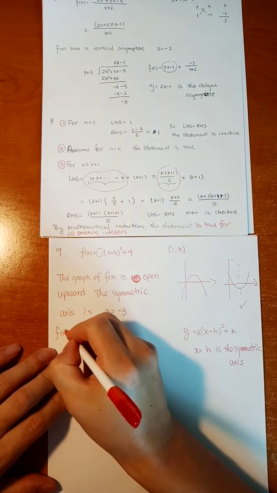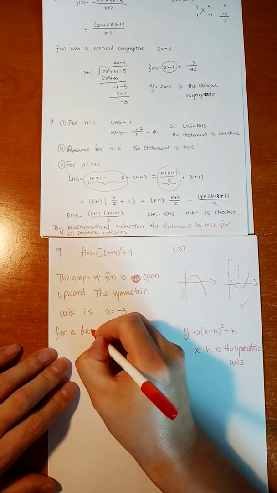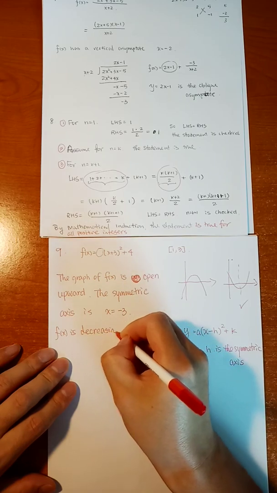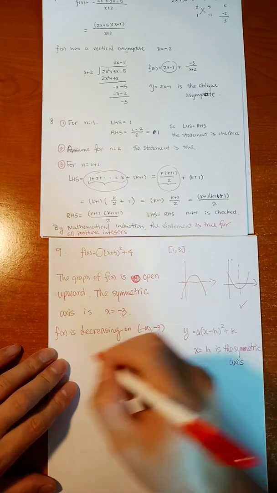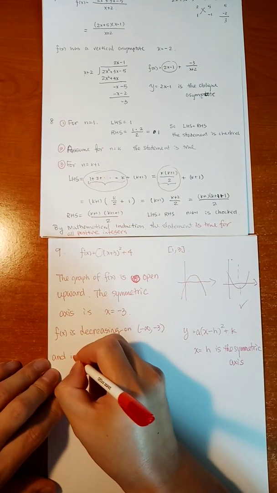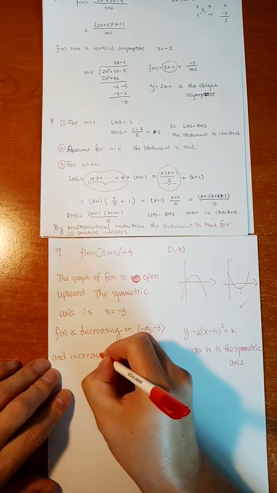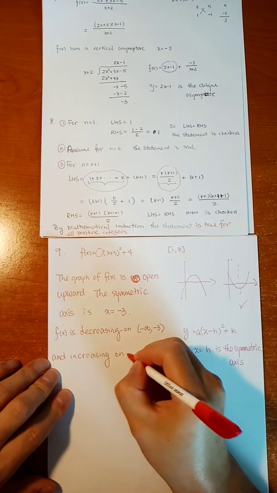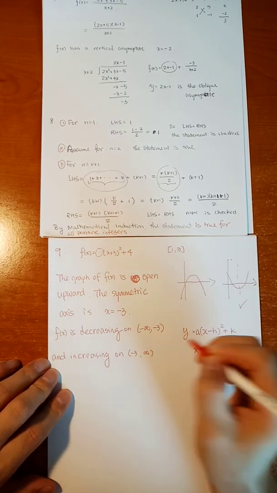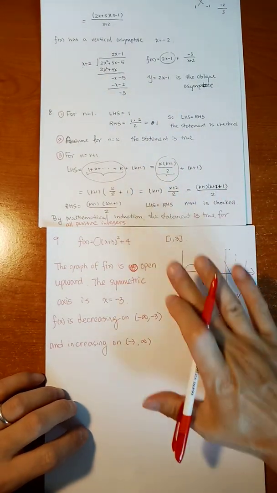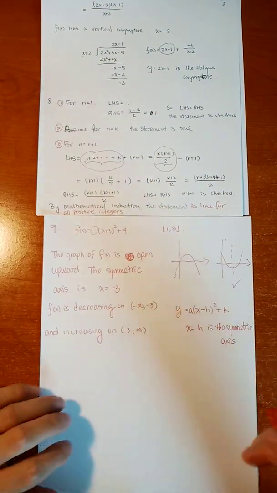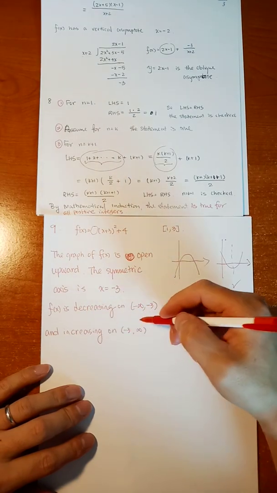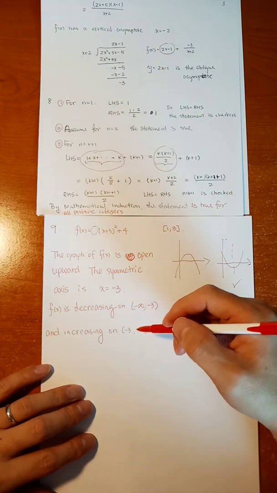So f is decreasing on (-infinity, -3) and increasing on (-3, infinity). This is not part of the solution, I just want to explain it. Okay, and that's the answer for part 1.